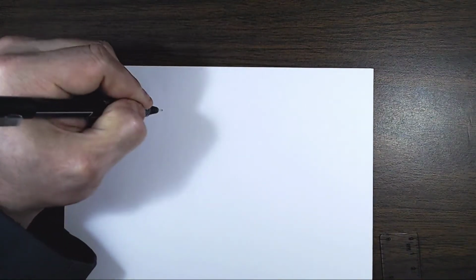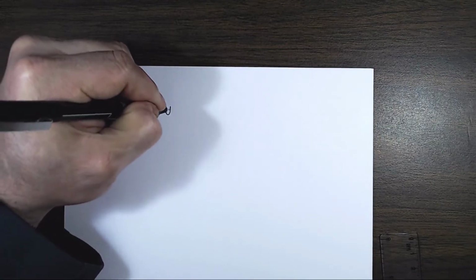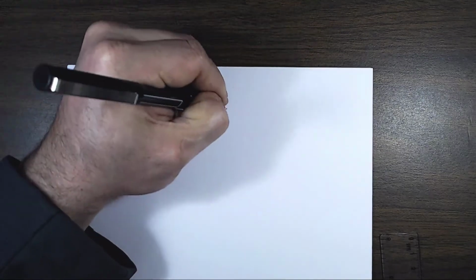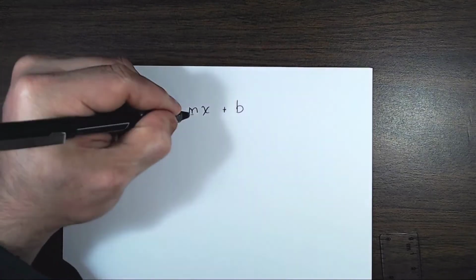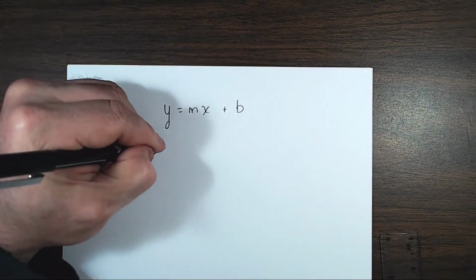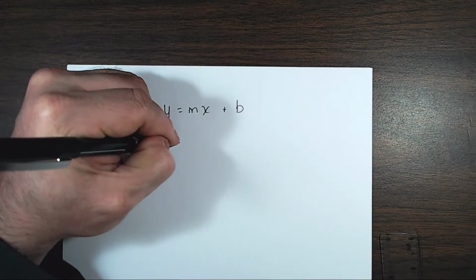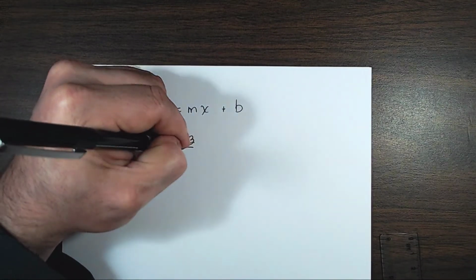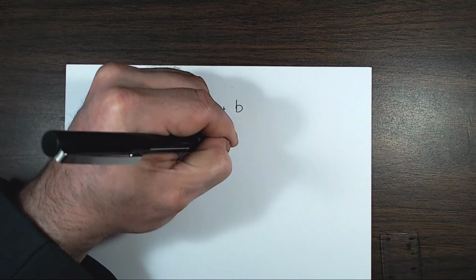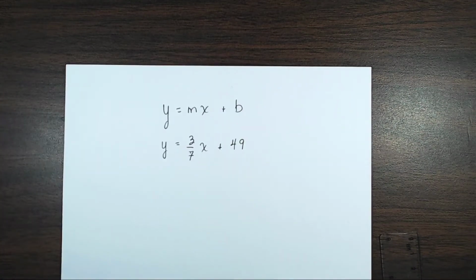Okay, I want to make sure that you can identify the slope and y-intercept when you're given an equation in slope-intercept form, which is y equals mx plus b. Remember, m is the slope and b is the y-intercept. So if I give you y equals 3/7 x plus 49, and I ask you, what is the slope and what is the y-intercept?